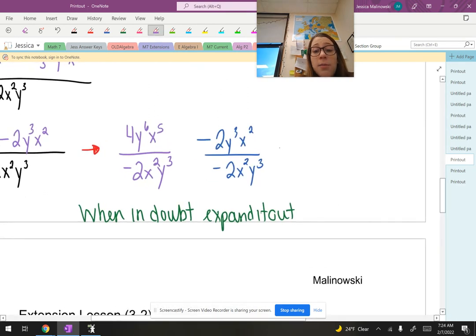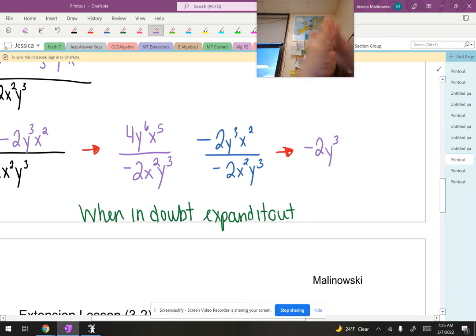Okay, so again, piece by piece, one piece at a time. Positive 4 divided by a negative 2 is just going to turn into negative 2. Y to the 6th on top and y to the 3rd on the bottom. That would be 6 y's up here. 1, 2, 3, 4, 5, 6. 3 y's down here. 3 of them are going to cancel out and leave me with 3 y's on the top. So negative 2, that's y cubed. If you're using your rules, 6 minus 3 is 3.